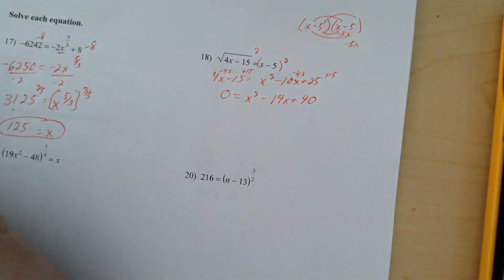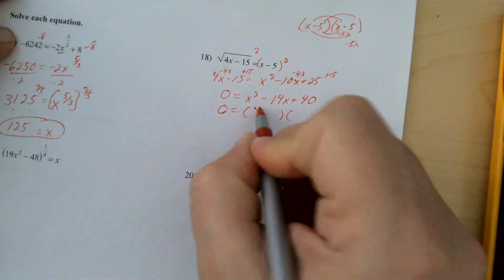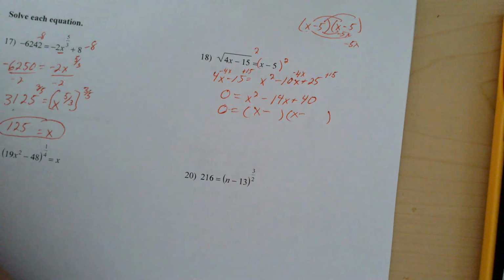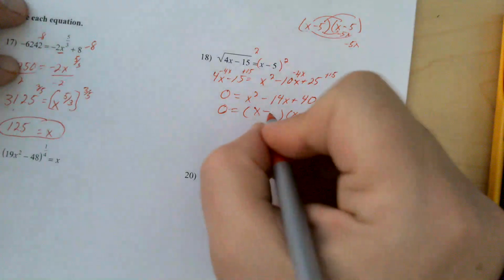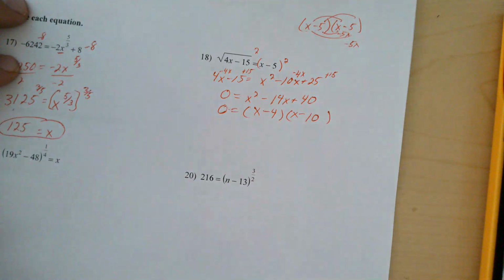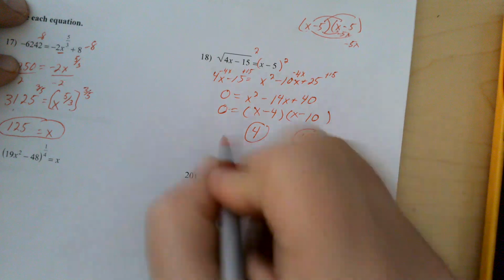And when you do that, you're left with that trinomial. Okay, and all you need to do is factor, which should not take long. 40 is 40 times 1, 2 times 20. 3 doesn't fit in, but 4 times 10 does work, and it also agrees with the negative 14. So 4 is an answer and 10 is an answer.